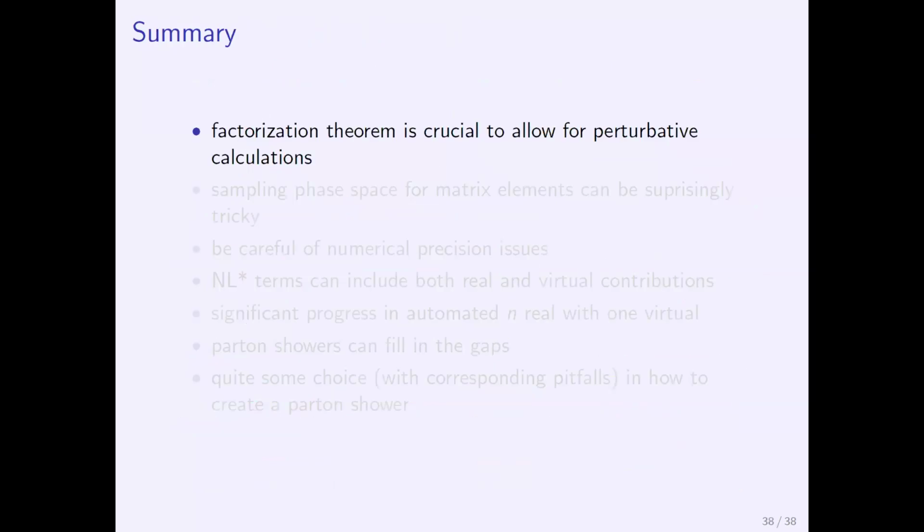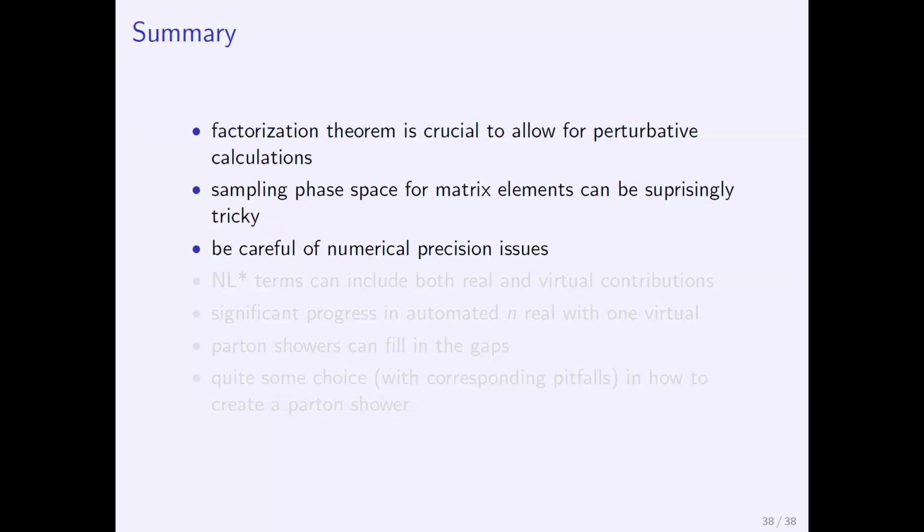Okay, so that brings me to the end. I want to just give a brief summary of all of this. The factorization theorem is, of course, crucial to be able to do any of this, because otherwise we're not able to calculate these cross sections where we actually have beams. So we factorize it into the partonic part that we can sample, and then these PDFs. Sampling these matrix elements in phase space can be quite tricky. It is really not a trivial thing, even when you're just doing tree level diagrams. You definitely need to be very careful about numerical precision issues. This has come up any number of times for any number of event generators.